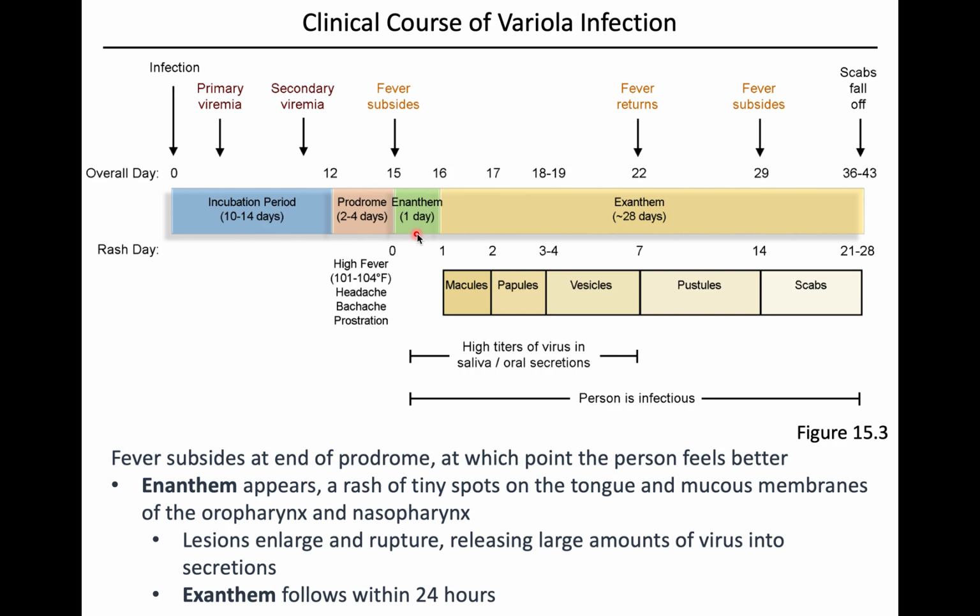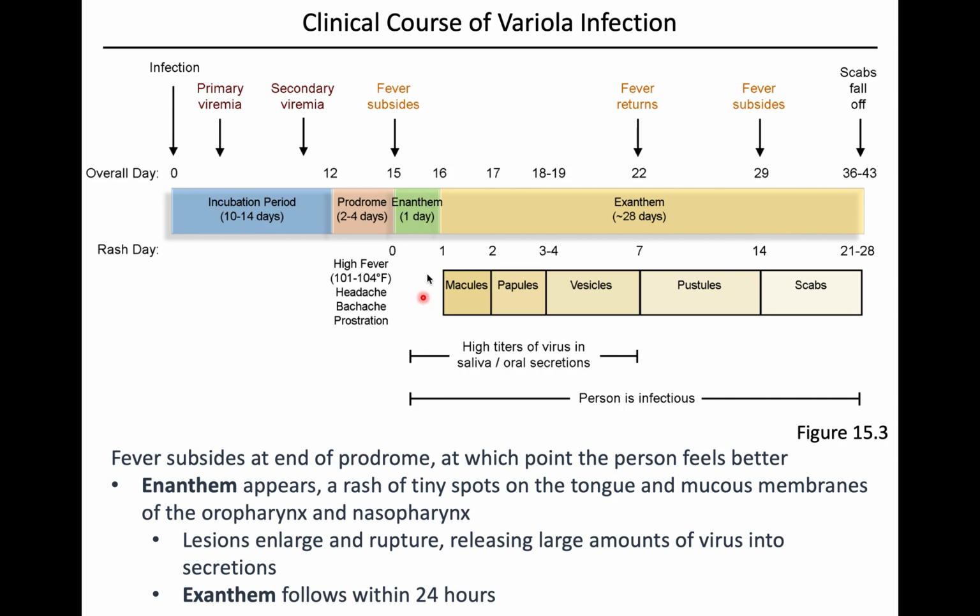period called the enanthem. And in this enanthem, the fever has subsided, right? Most of those prodromal symptoms have started to go away. The individual's feeling better, but in this 1 day window, you'll get basically a rash, tiny little spots all over the tongue and mucous membranes on the back of the throat. Those little spots will turn into lesions that will increase in size, eventually rupture, and the fluid that's released from those lesions contains a ton of virions, so people are very infectious during that period of time.